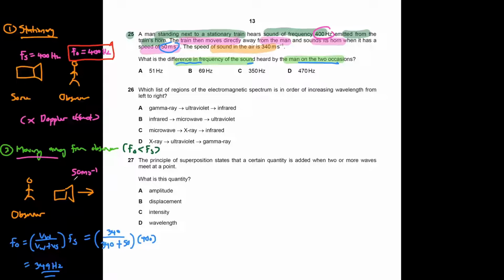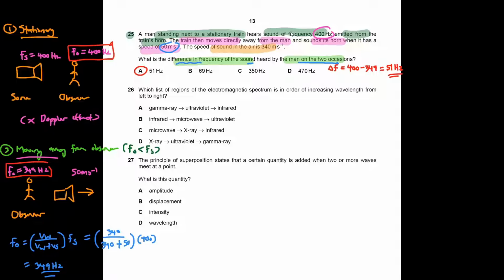But now after the train has started moving, your observed frequency has actually changed to 349 Hertz. So what you really want is the difference in the observed frequencies now. So here, your delta F, the difference in the frequencies, will just be 400 minus 349, giving you an answer of 51 Hertz. So your answer here would just be A. Okay, so that's for question 25.